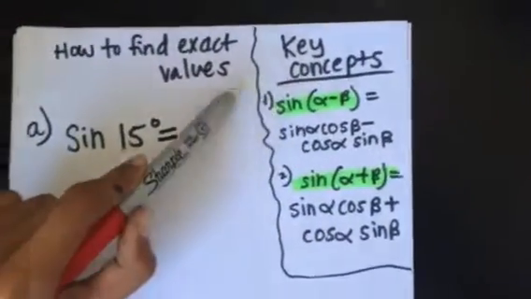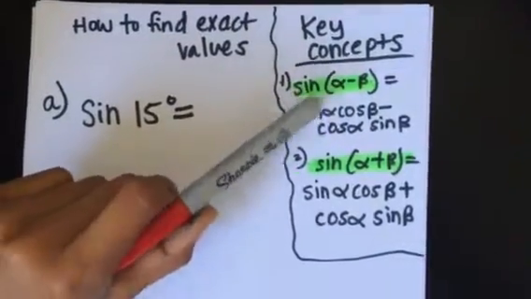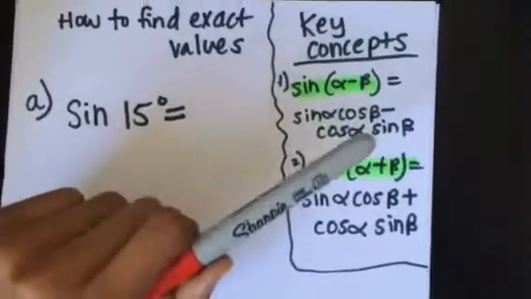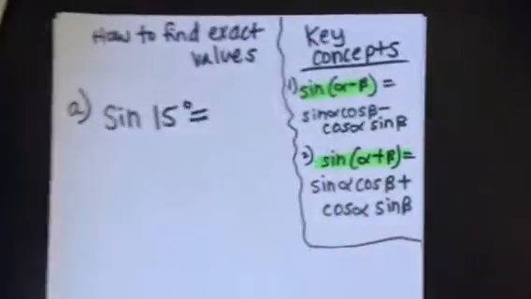So, the key concept today is that the sine of alpha minus beta is equal to the sine of alpha times the cosine of beta, subtracted by the cosine of alpha times the sine of beta. You can also do the opposite and add instead, but they will always give you the same answer.